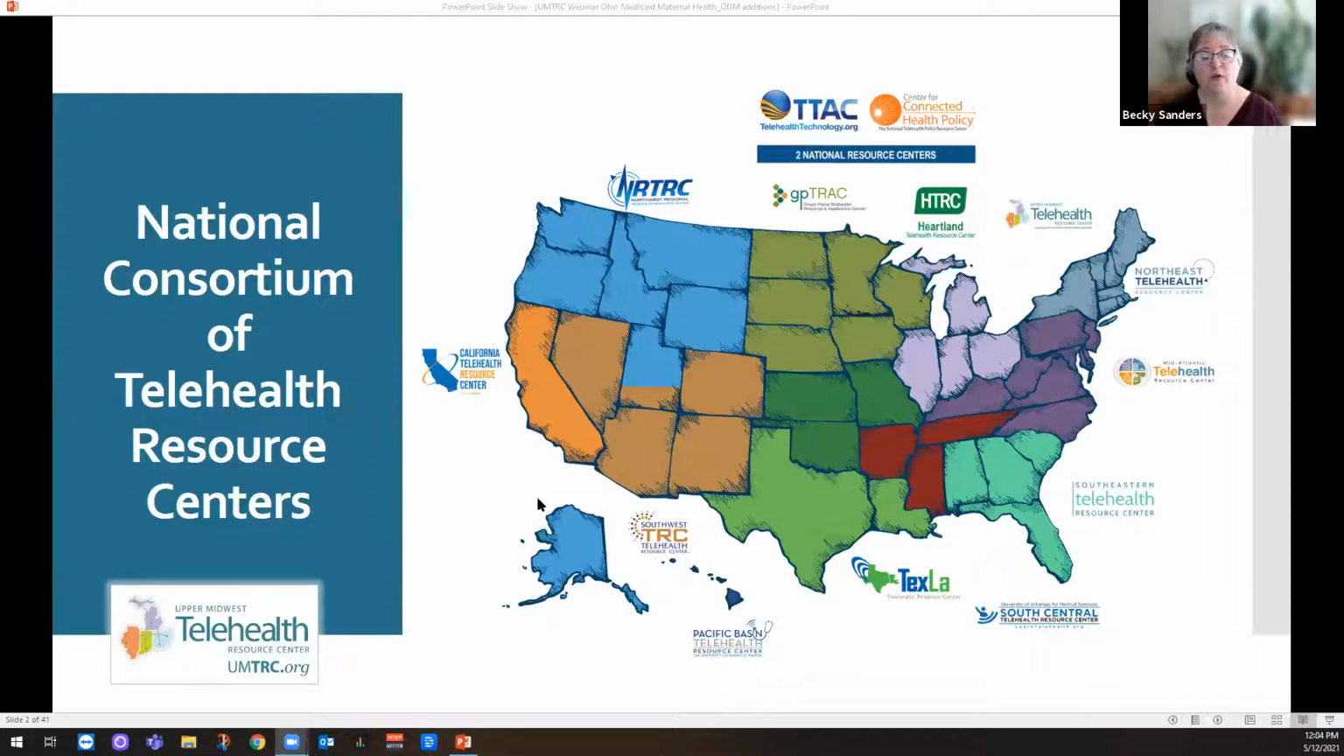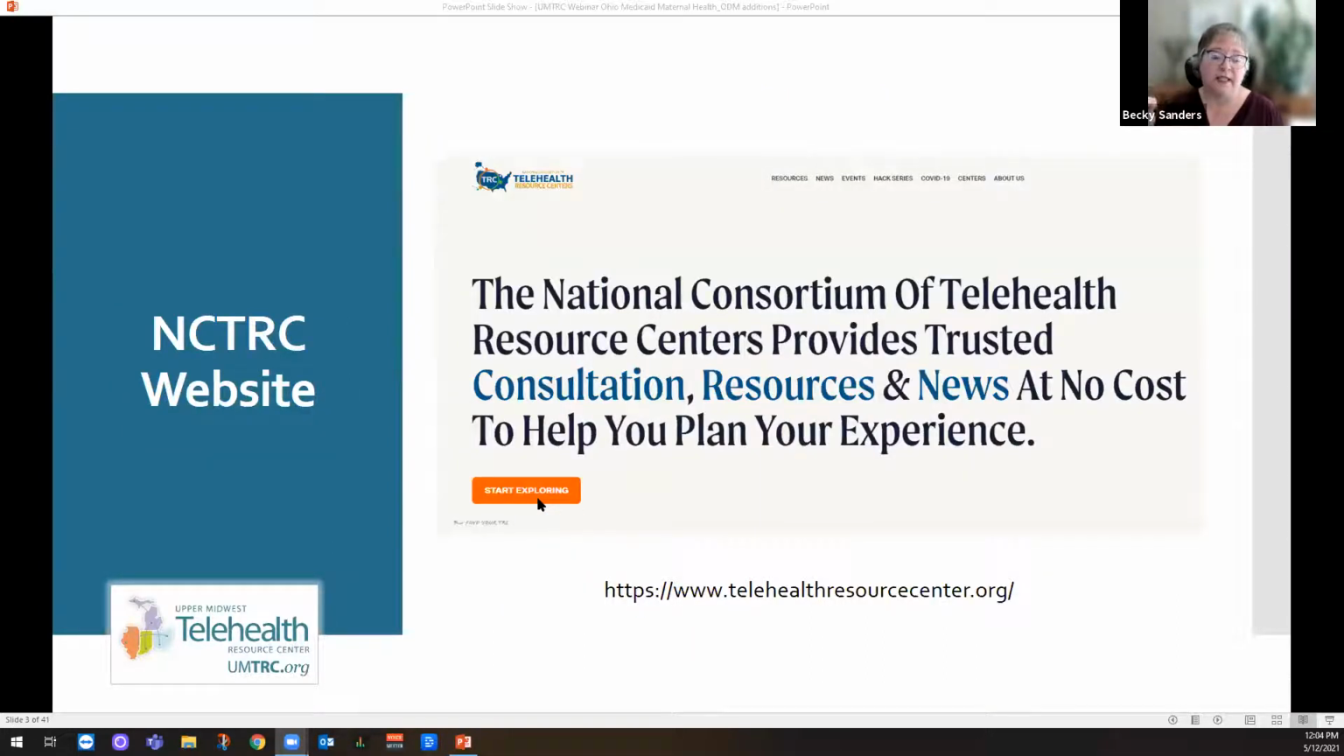At the federal level, the program's been around since 2006. And we do now have 2 national centers as well as the regional centers, one for policy and one for technology. Together we all form the National Consortium of Telehealth Resource Centers. We've recently redone our website as well as our map with updated logos. You can go to the national website at telehealthresourcecenter.org and reach out to any of the 14 of us. We also have a monthly webinar series and calendar events throughout the nation of all of the things that the telehealth resource centers are doing.